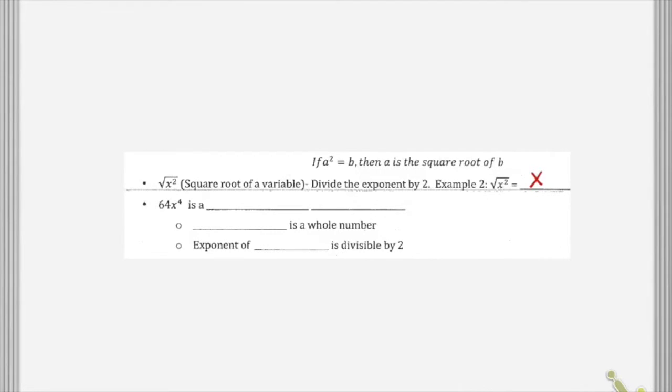64x to the fourth is a perfect square, because its root, 8, is a whole number, and the exponent of 4 is divisible by 2. So a perfect square has a whole number square root. And if you're dealing with variables, then the exponent, being a perfect square, is divisible by 2.